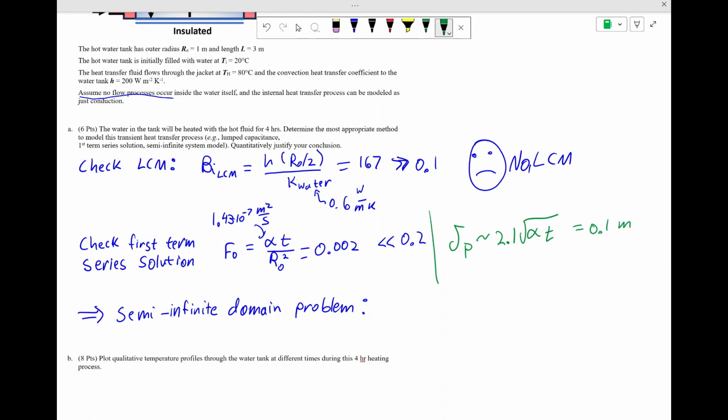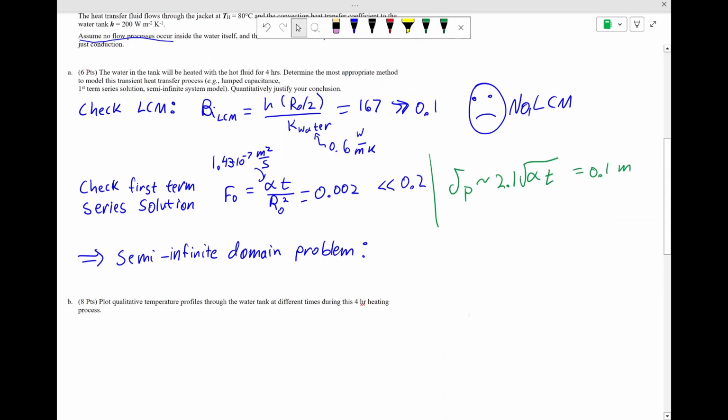So in other words, this is a 2-meter diameter tank, but the thermal wave has really only penetrated 0.1 meter in, anywhere around the exterior of this tank, into the bulk of the water. So this is really just in the startup phase. Essentially, it's a semi-infinite problem. So that tells us how to do it.